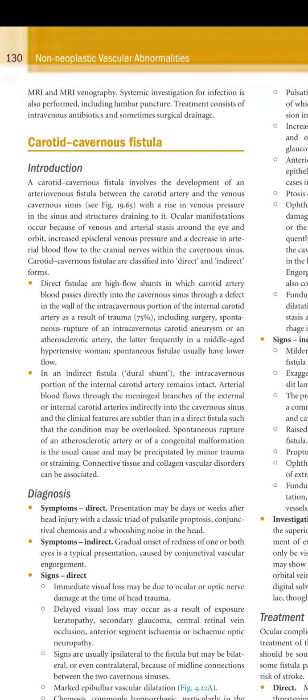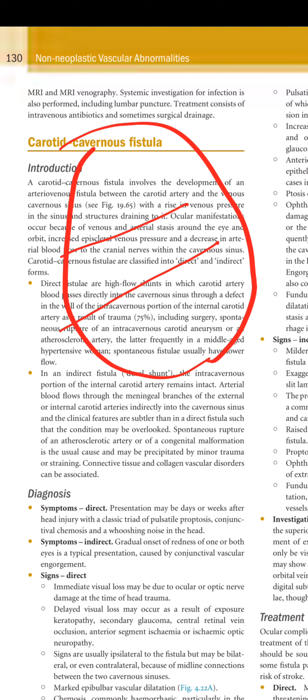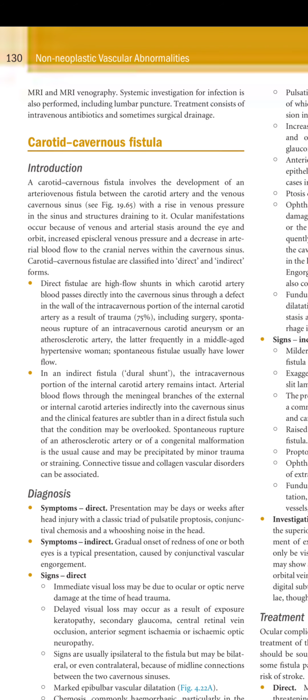So basically, the direct fistula is like this: a carotid artery is passing through the cavernous sinus, and there is an opening or connection causing the connection between the carotid artery and the cavernous sinus. Most of the time, it is associated with trauma, but sometimes with surgery, spontaneous rupture of a carotid aneurysm, and atherosclerotic artery. And these are the high flow shunts.